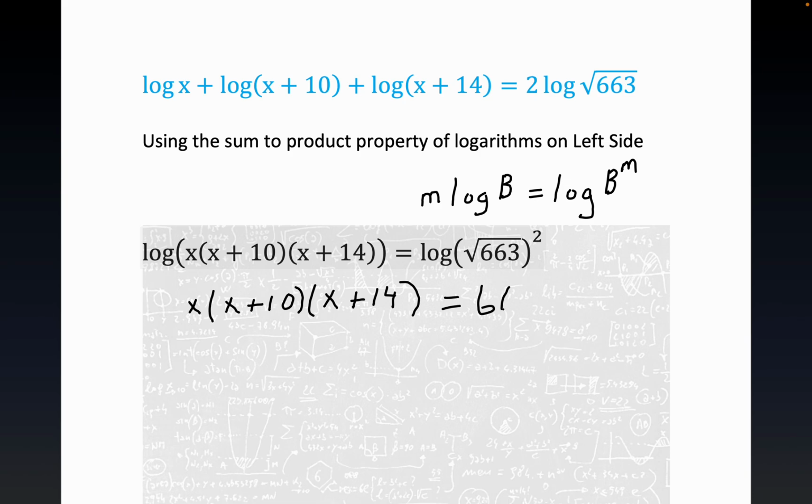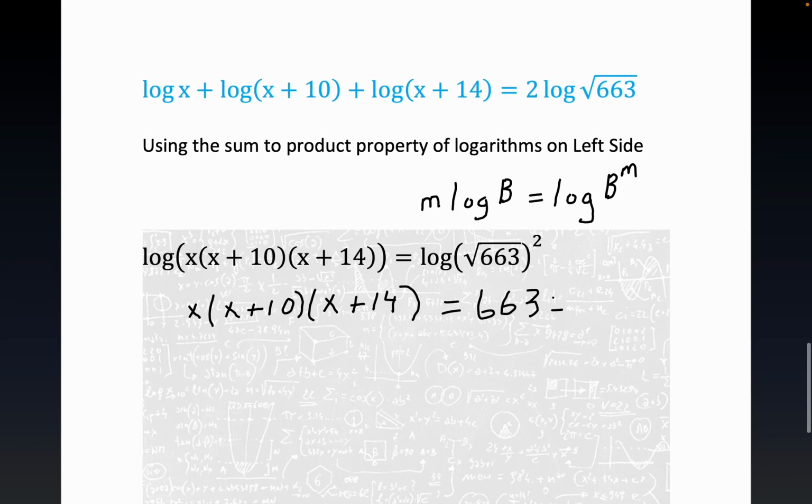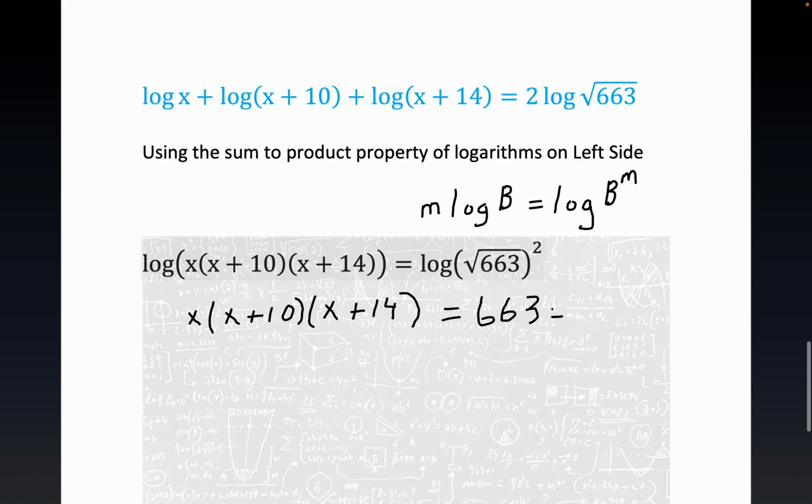Okay. Now, at this point, you may think, well, what do we have to do? Do we have to expand this out and try to solve a cubic equation? The answer is no, because this is divisible by 3 by the well-known trick: if the sum of the digits is divisible by 3, the entire number is divisible by 3. So we can anticipate that this is going to have a factor of 3. So we can write down 3 times 221.